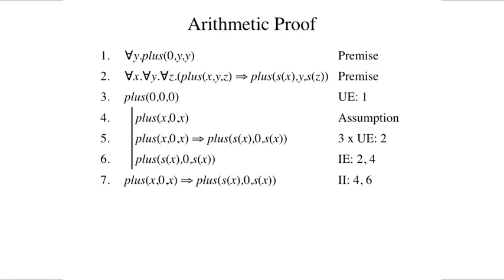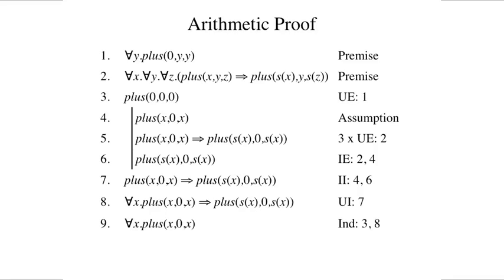We then discharge our assumption and our subproof and form the implication shown on line 7. x plus 0 equals x implies that s of x plus 0 equals s of x. We universalize this to get to the result on line 8. And finally, we can use linear induction to derive our overall conclusion, the sentence shown here on line 9. For all x, x plus 0 equals x.